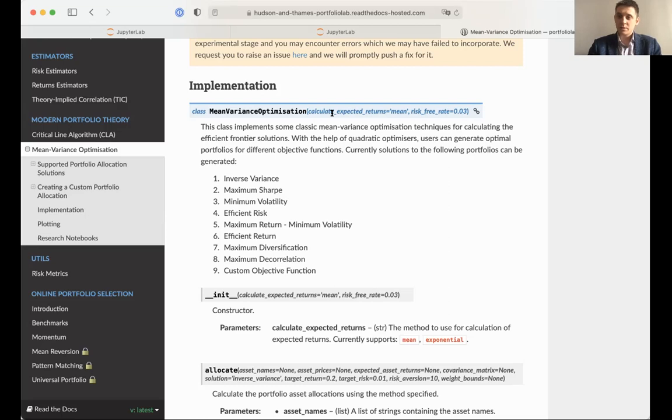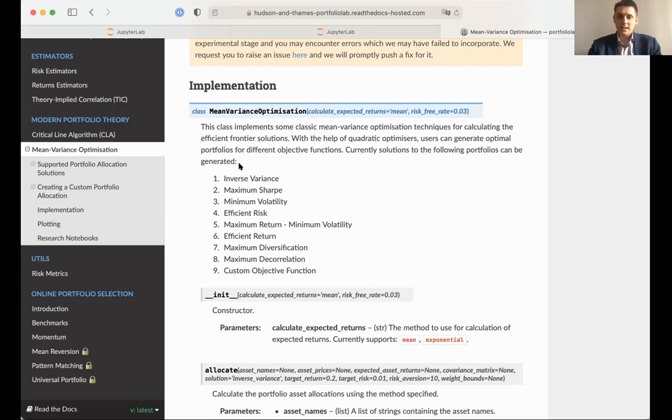Risk-free rate corresponds to the risk-free rate which is used in Sharpe ratio type of problems to estimate the return of an asset which doesn't have a risk. Basically, that's why it's called risk-free rate, but it's only used when you calculate the Sharpe ratio.